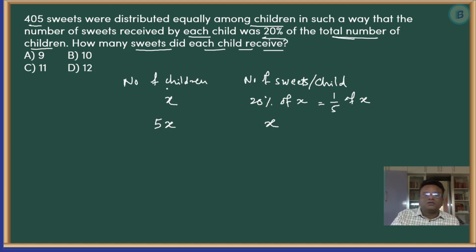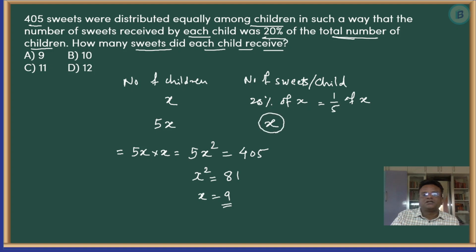Now number of children are 5x, number of sweets per child are x. So how many total sweets were distributed? 5x into x is equal to 5x square, right? These many sweets were distributed. This value has been given as 405. So x square is equal to 81. What is x? X is the number of sweets per child. That's what has been asked. How many sweets did each child receive? 9 sweets. Option accidental, but yeah, that's what the answer is.